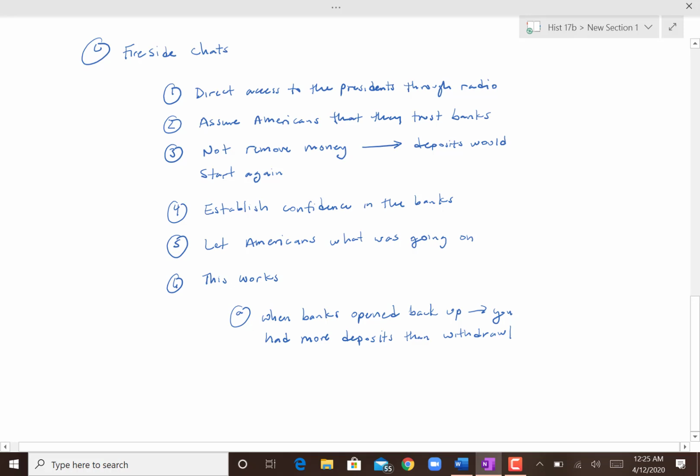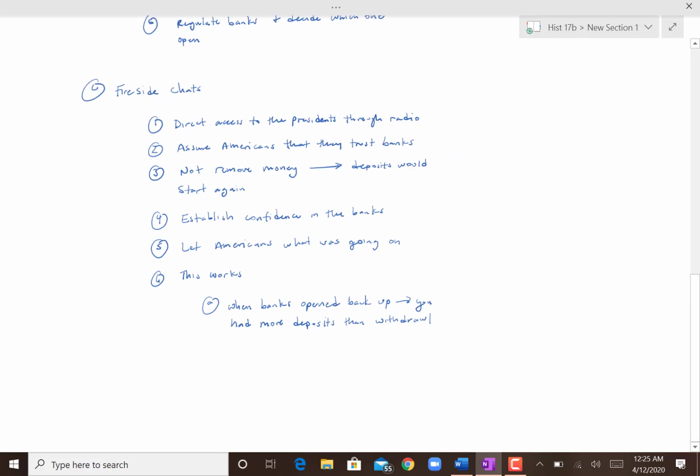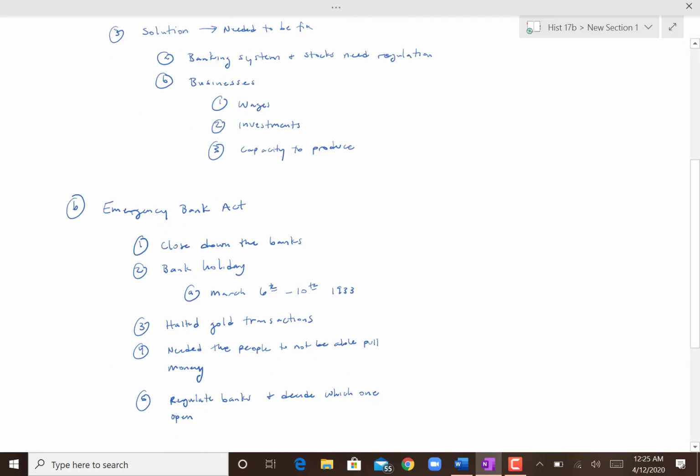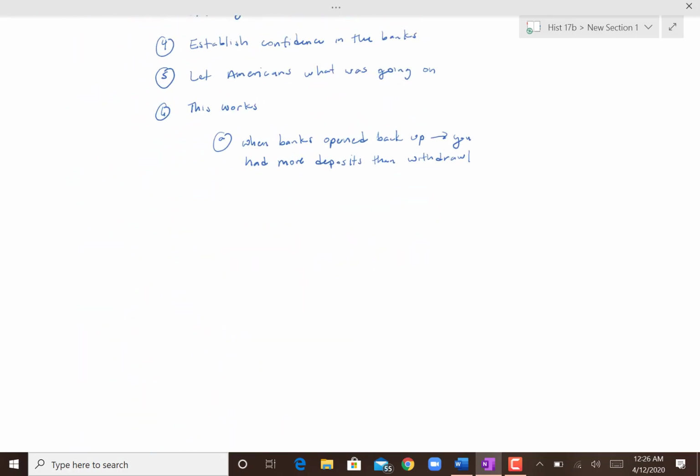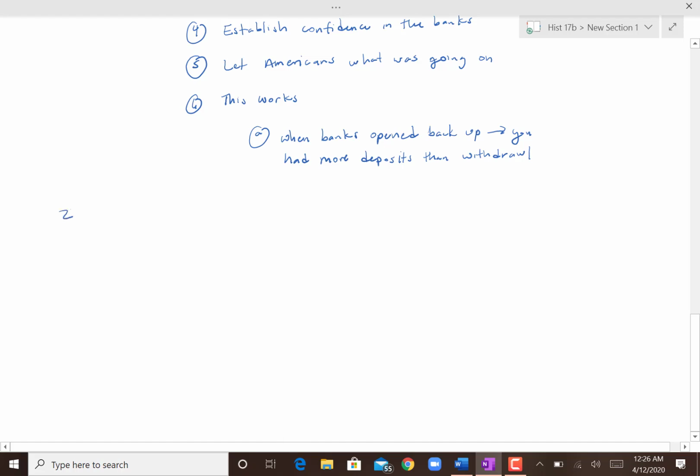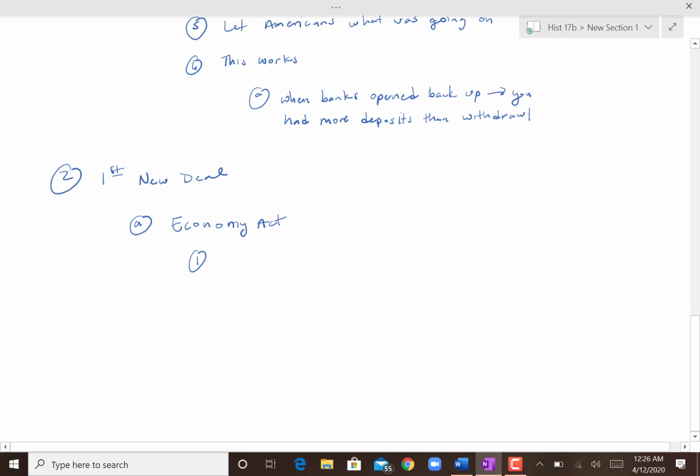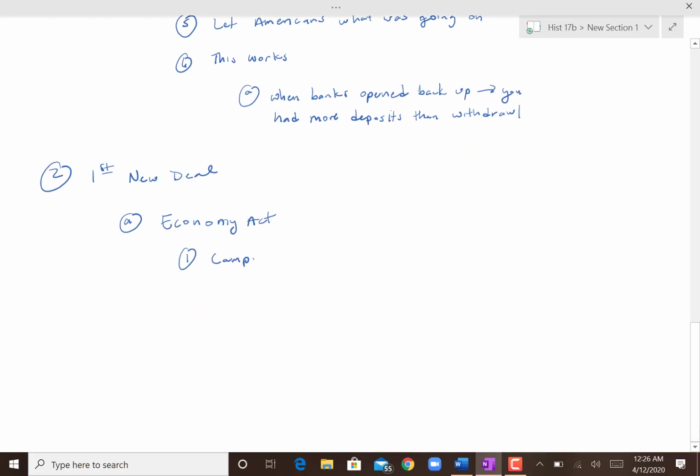All right, so what we're going to look at now is the series of acts in the first New Deal. We're going to go through and briefly list and explain what each of those were. The very first was the Emergency Banking Act, but then you have the Economy Act. The Economy Act was unique because it was done to fulfill a campaign promise Roosevelt had made, which was to cut federal spending.